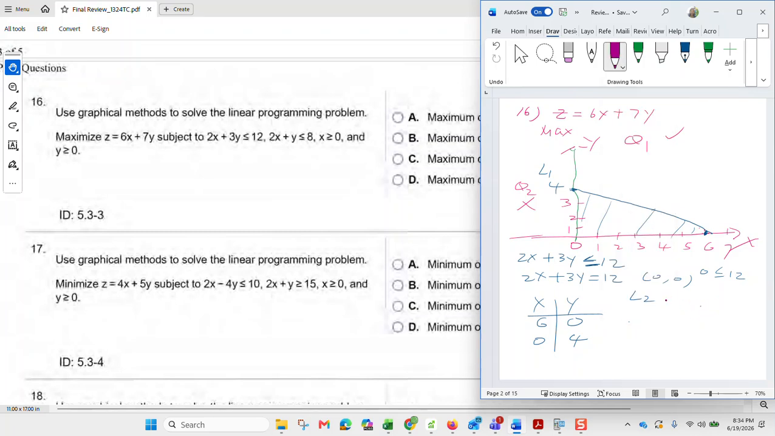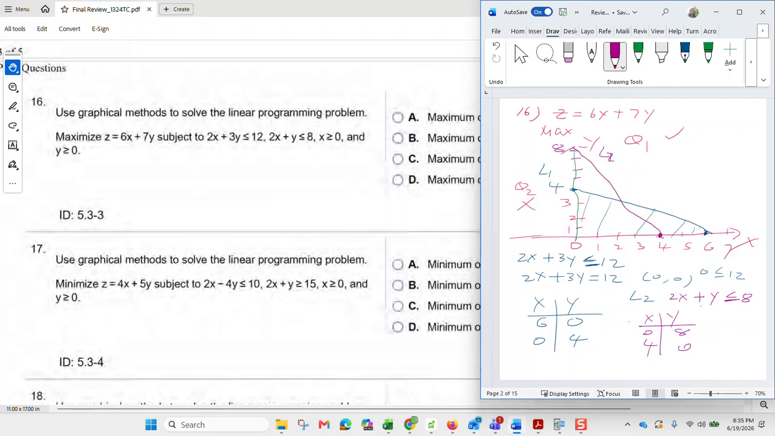Okay, so L2, we're going to have 2x plus y needs to be less than or equal to 8, right? So we're going to have x and y. Remember, we're going to do the equal sign first. So when x is 0, y will be 8. When y is 0, you have 2x equal to 8, so x will be 4. Okay, so this is 4 and 0 right here, and then this will be 8. So that's 5, 6, 7, 8, right? And then this line 2 will look something like that. This is our line 2, L2.